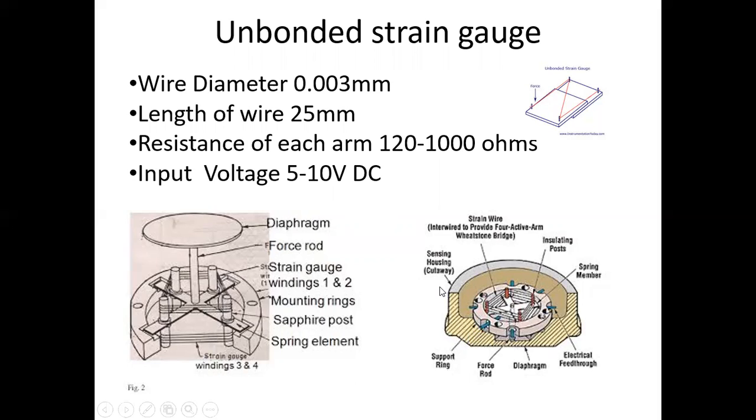This is the housing, sensing housing. This is the strain wire, having inverted to provide a 4 active arm Wheatstone bridge, having their resistances present. That is like a Wheatstone bridge. Insulating post, spring member. This is your electrical feed through. This is your diaphragm. This is the unbonded strain gauge.